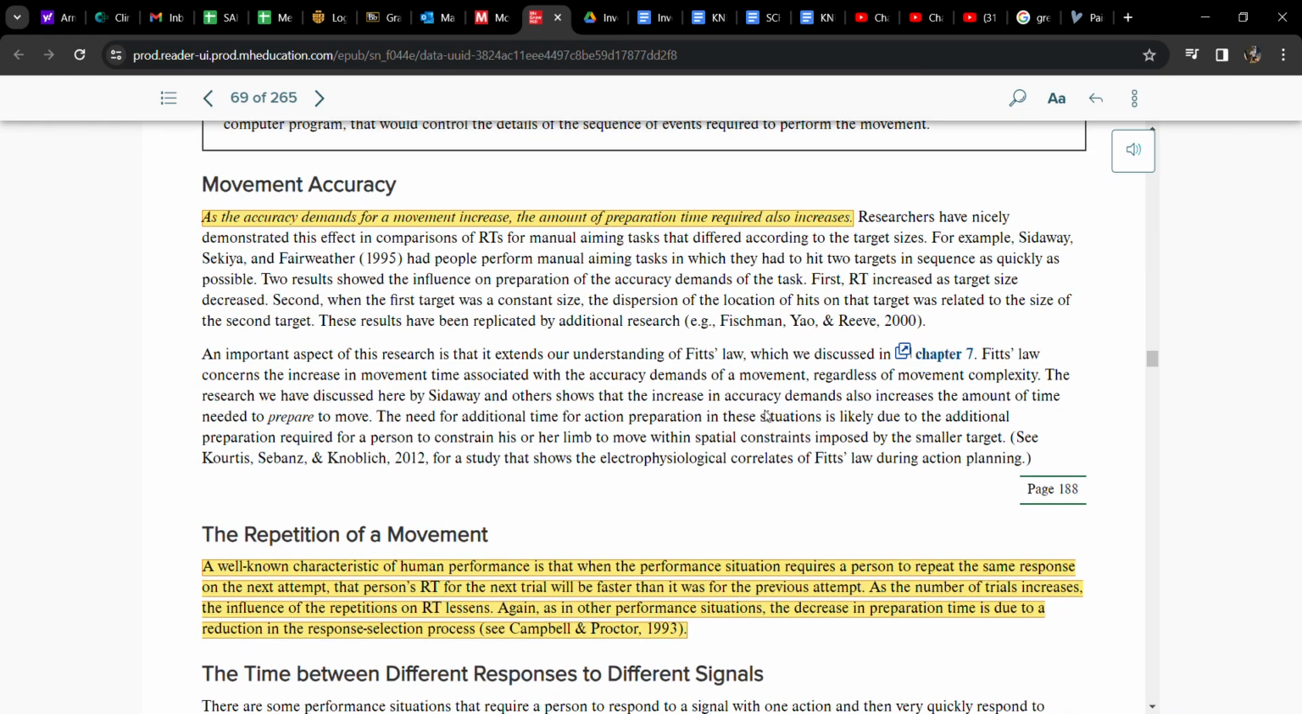Next is movement accuracy. As the accuracy demands for a movement increase, the amount of preparation time required also increases, right? So if you need to do something that's really, really accurate, like brain surgery, you're going to take some time to make sure that you're doing that properly, versus if you're just trying to kick a soccer ball into a soccer net from like 3 feet away from the net, you can just boot that thing as hard as you want, wherever you want to. There's a 99% chance it's going in the net. So just less preparation required for less complex and less accurate skills.